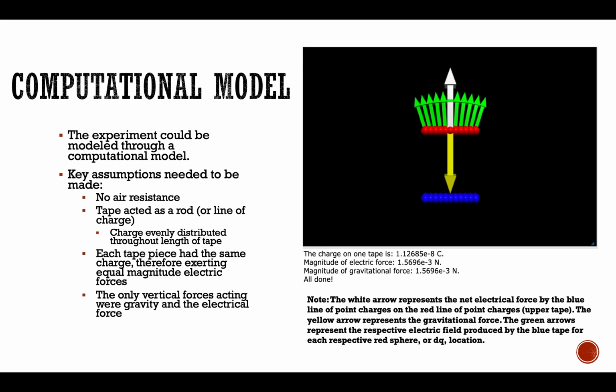In the diagram, the white arrow represents the net electrical force on the red line of point charges. The yellow arrow represents the gravitational force. The green arrows represent the respective electric field produced by the blue tape for each respective red sphere location. The white electric force arrow and the yellow gravitational force arrow are seen to be equal and opposite. Using the code's functions, I calculated the approximate charge by testing different values for the charge until the electric force equaled the gravitational force. The charge on the tape was calculated to be 1.127 times 10 to the negative 8 coulombs, with the magnitude of the electric and gravitational force being 1.5696 times 10 raised to the negative third newtons.